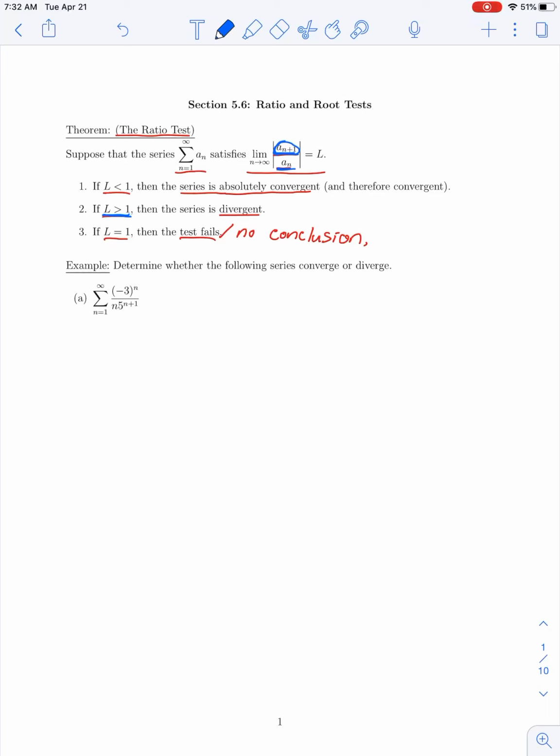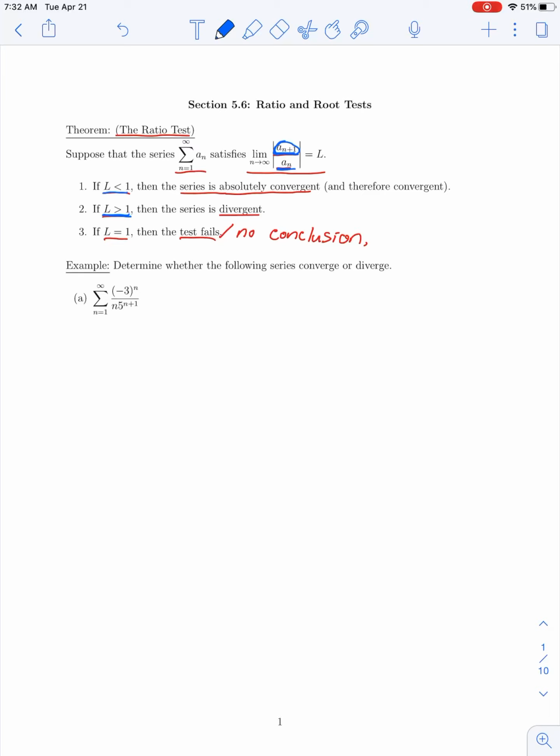But as long as this limiting value is less than 1, that means our successive terms are getting smaller as n gets larger, and we would expect to see convergence. So that's sort of the intuitive idea behind this ratio test. So let's look at some examples where we would make use of the ratio test.